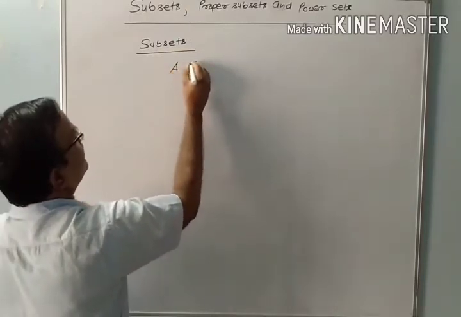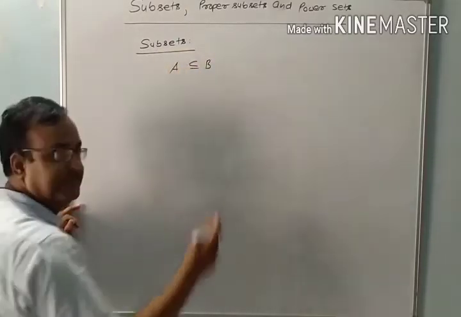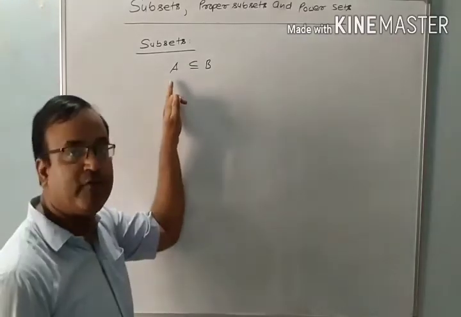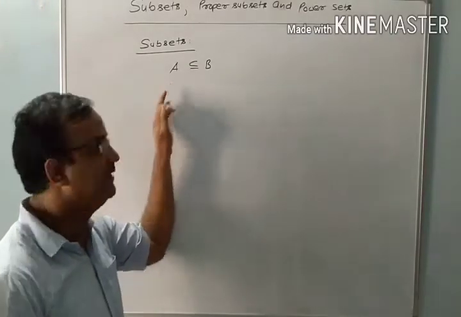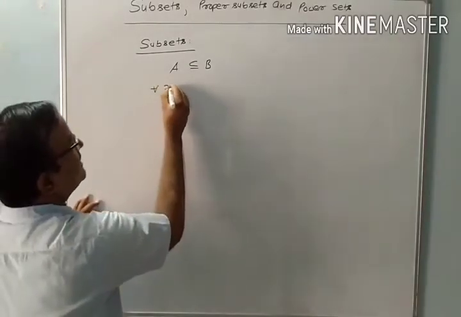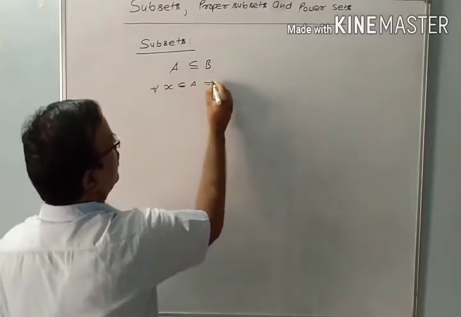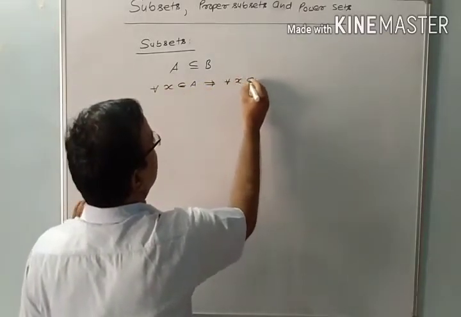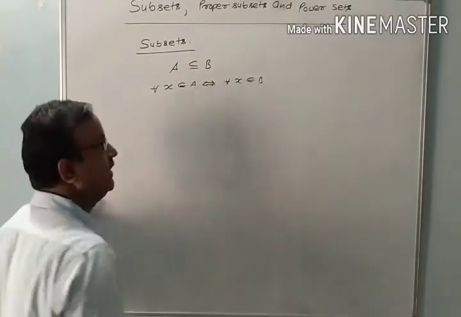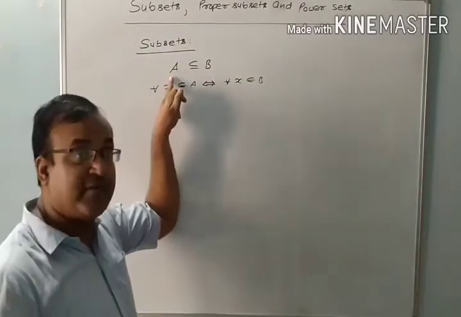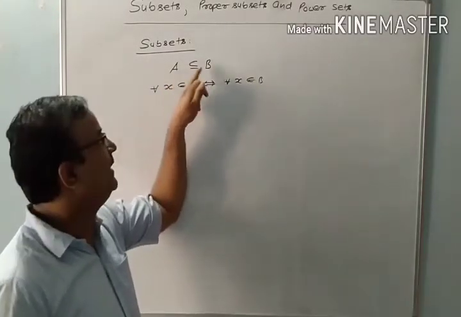It is denoted by this symbol. If A is a subset of B, then every element of A belongs to B. That means for all values of x which belong to capital A, x also belongs to set B. Clear? Each and every element of set A belongs to set B.